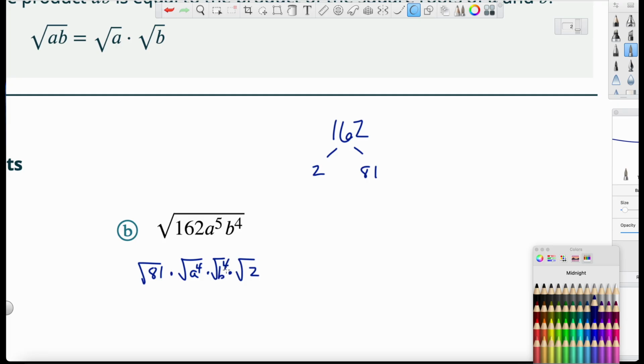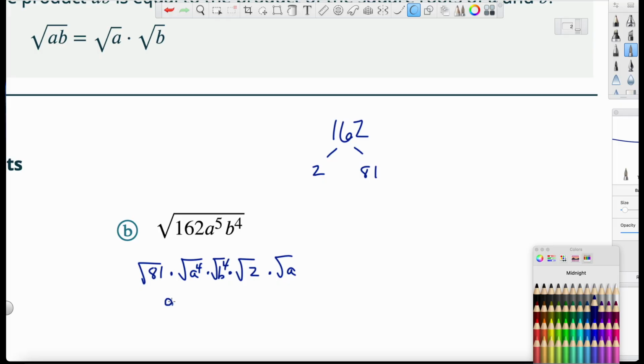Running out of room here, making it tight. So that means I would have a square root of a over here. So 81 times 2 is 162. A to the 4th times a is a to the 5th, and b to the 4th is right there. And I can simplify all of these right here.